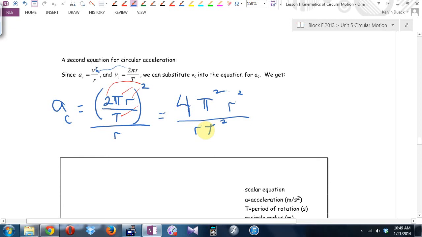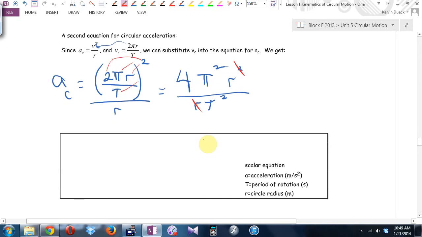Oh! How many r's on top? 2. How many on the bottom? One. One of the r's can cancel. And this gives me my second equation for circular motion. This one is on your formula sheet. Another way to calculate circular acceleration is 4 pi squared r over t squared.